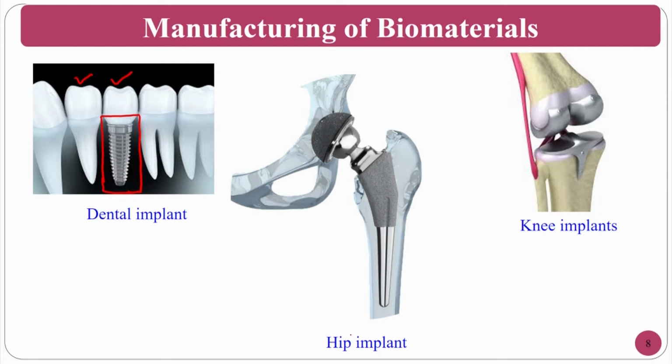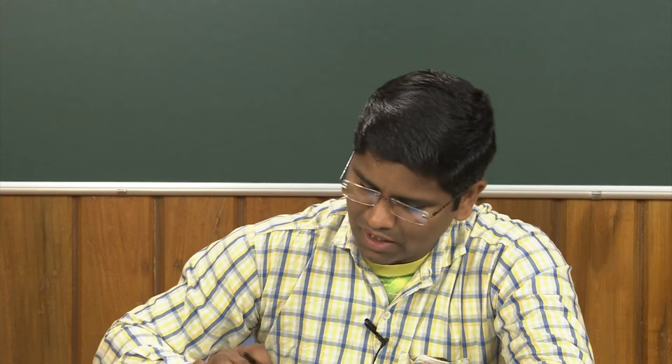Similarly for the hip implant, you will have the acetabular socket, the acetabular head, and the hip stem. This is a knee implant. You have the upper side, the lower side, and in between you get the cartilage, that is artificial cartilage. Normally artificial cartilage materials are developed with ultra high molecular weight materials and all those things.